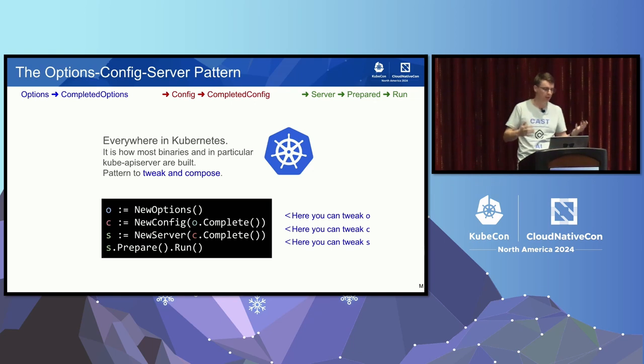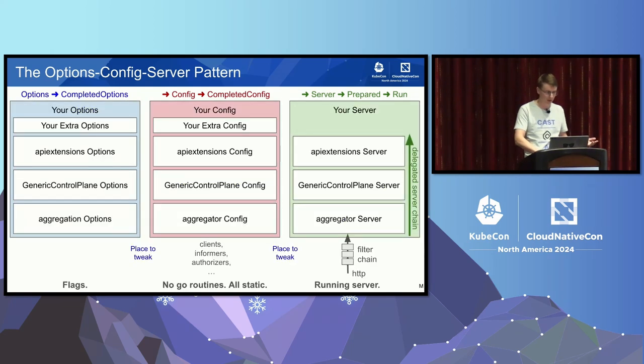Once you instantiate an options object, you tweak something, you take the options object and instantiate a config, you tweak the config, you take the config and you instantiate a server. So that's the usual pattern in Kube. Most components in Kubernetes use this pattern. So when it comes to Kube API server, you have these three blocks.